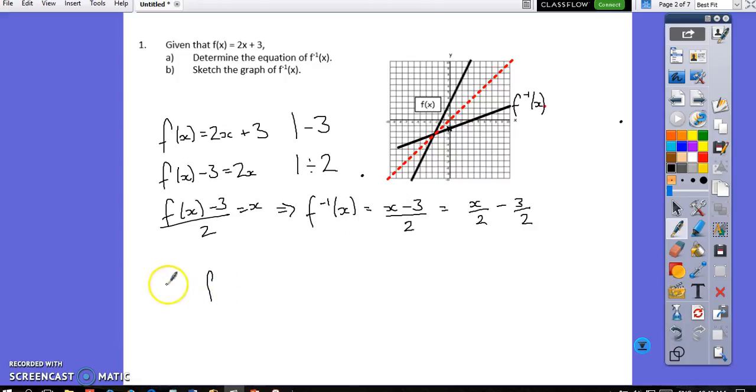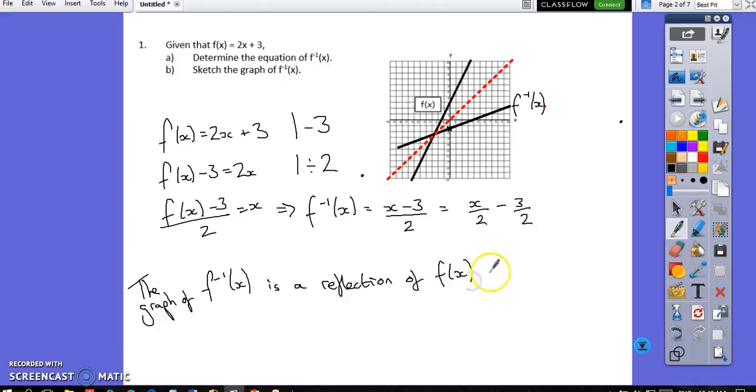So the graph of the inverse function is a reflection of the original function in the line y is equal to x. And this is something to note down and add to your notes on inverse functions, because this can sometimes help you to answer questions more quickly.